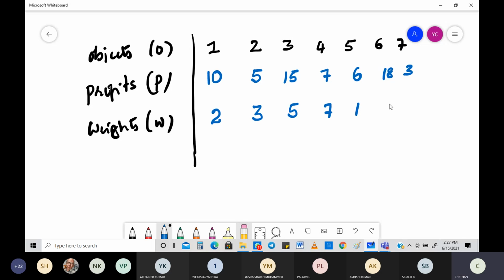So what is the weights? These are the weights. Be careful with what I'm writing and what is to be kept in mind. Objects are given, profits are given, weights are given. Now there's a knapsack. How do you think the bag would be? There's a big bag like this. This is called a knapsack. So this bag is nothing but a knapsack.